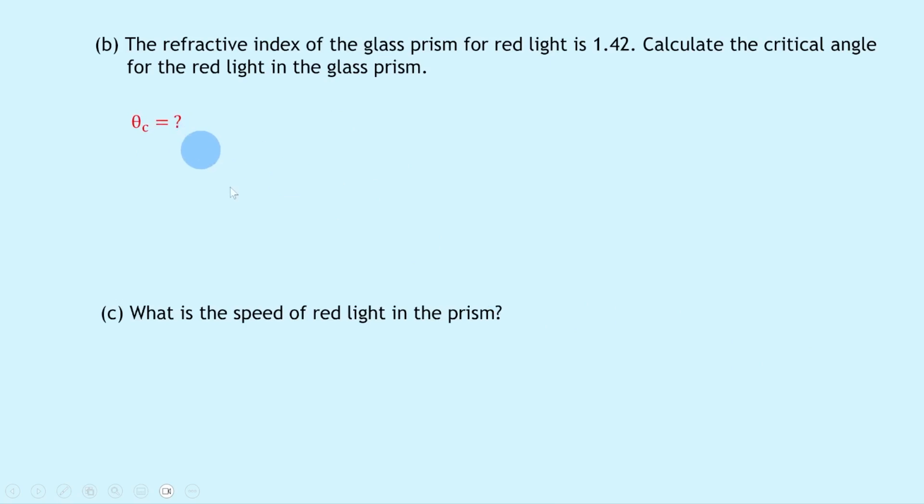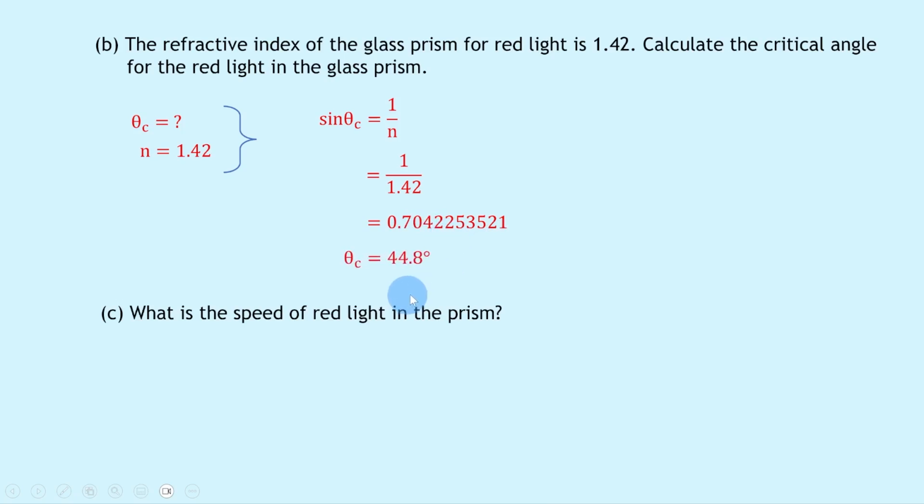Calculate the critical angle for the red light in the glass prism. So we're trying to find theta c, and we know that n is 1.42, so writing down our equation we have sin theta c equals 1 over n. Substituting in our n value gives 1 divided by 1.42. Putting that into your calculator should give you an answer for sin theta c of 0.704 and lots of other digits, and then keeping that in your calculator and doing inverse sine or shift sine should give you an answer for theta c of 44.8 degrees.